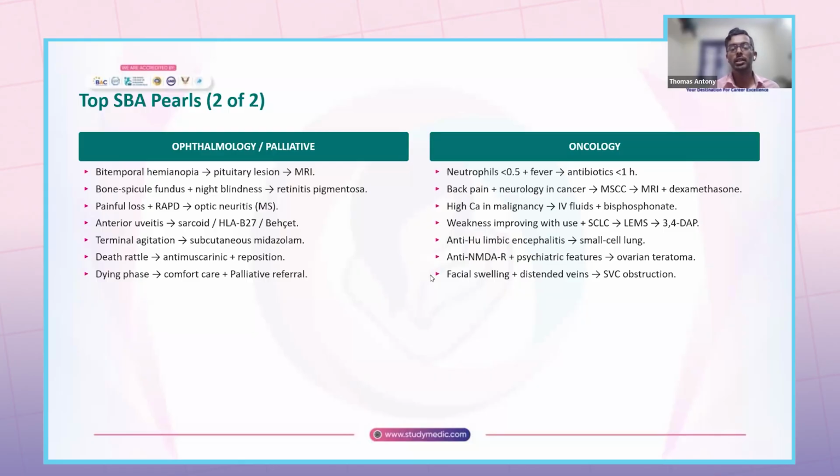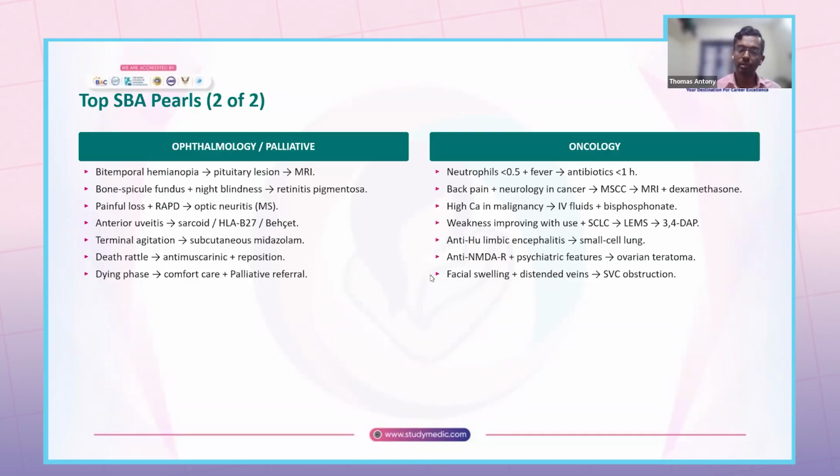Okay, again, weakness improving with use, we are dealing with a paraneoplastic syndrome here. Weakness improving with use with small cell carcinoma, and then we are dealing with Lambert-Eaton syndrome. The treatment of choice is 3,4-DAP. Anti-Hu limbic encephalitis is associated with small cell carcinoma. Like I said before, most of these paraneoplastic syndromes will be associated with small cell lung cancer. Then anti-NMDA with psychiatric features, we have ovarian teratoma.